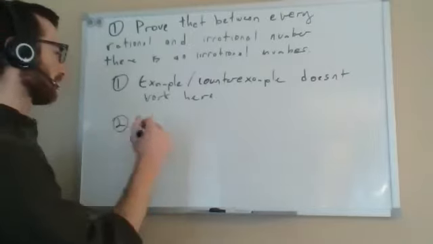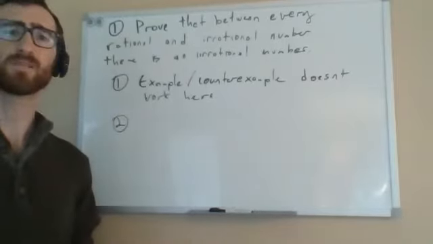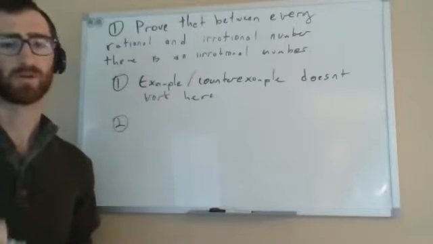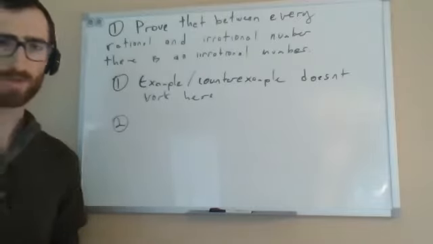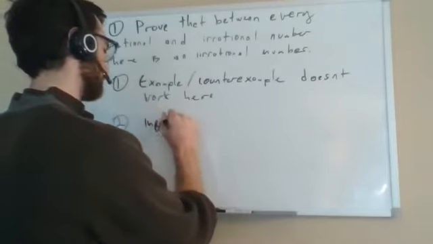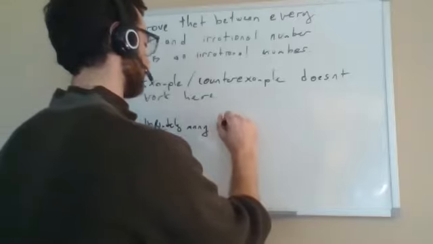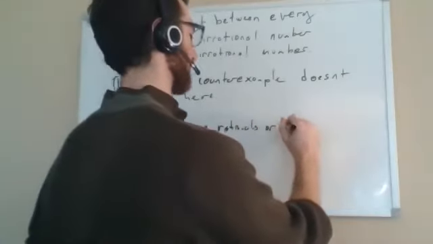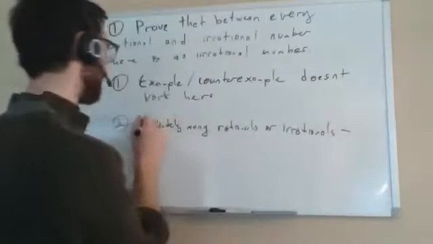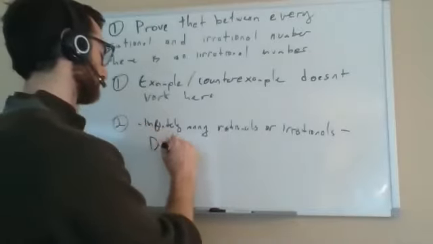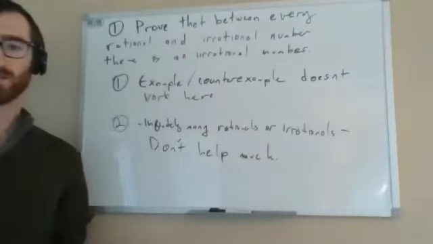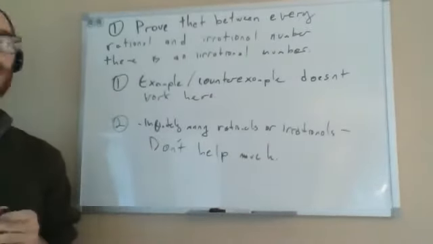Two is that a lot of people also try to use some sort of density argument, using things like there being infinitely many rational numbers or infinitely many irrational numbers. Those also don't really help here. Like these ideas that I discussed about cardinality, they don't help us very much. So these were some common pitfalls that I saw.